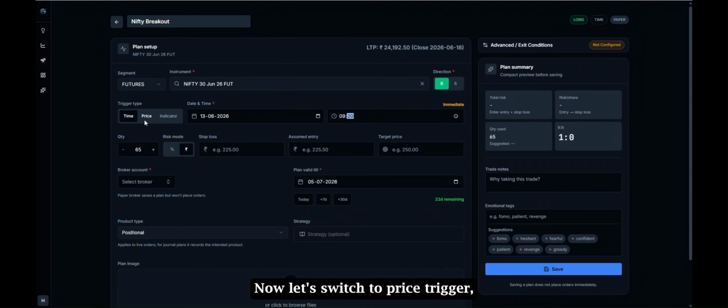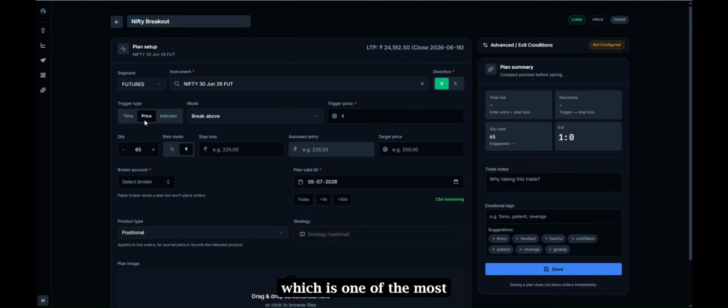Price trigger. Now let's switch to price trigger, which is one of the most commonly used trigger methods and the one we'll use for the remainder of this walkthrough. Suppose Nifty 30 June futures is currently trading around 25,180. After analyzing the chart, you've identified that the real breakout only occurs above 25,250.